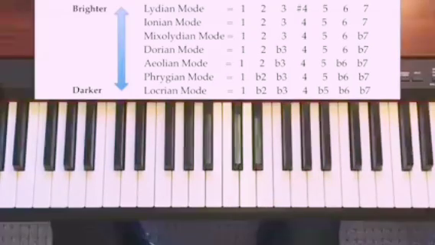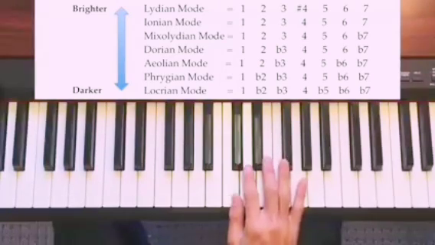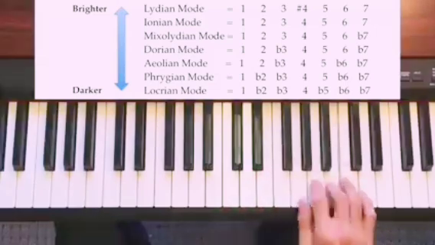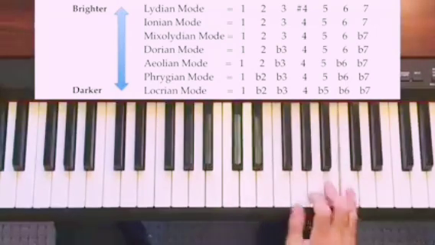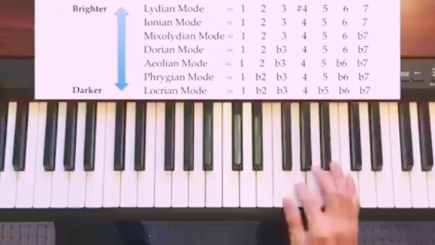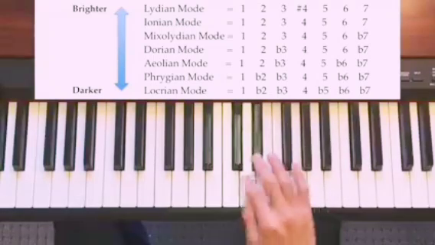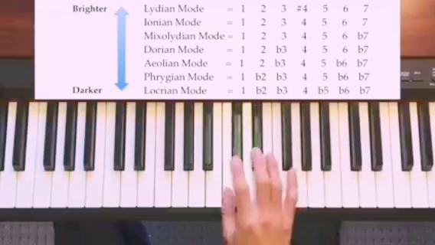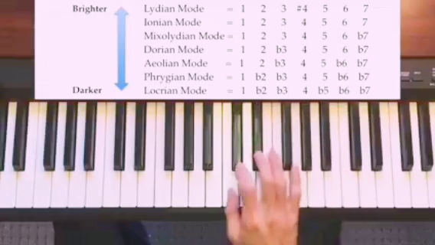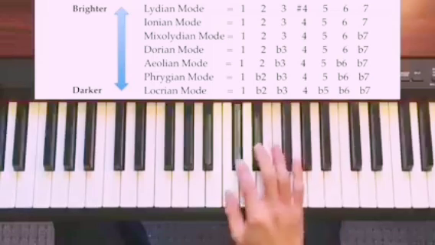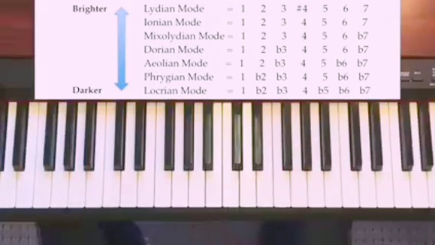Okay, so now I'm going to play all the modes from Lydian all the way to Locrian, so you can see how it gets darker and darker as I go from mode to mode. Okay, so here's the Lydian, and then I'm going to progress all the way to the Locrian. Did you hear that? Did you see how it got darker and darker as I progressed? And so these are the different shades of brightness and darkness.